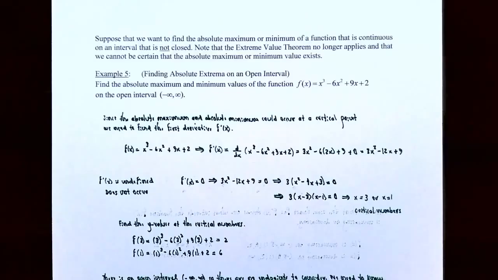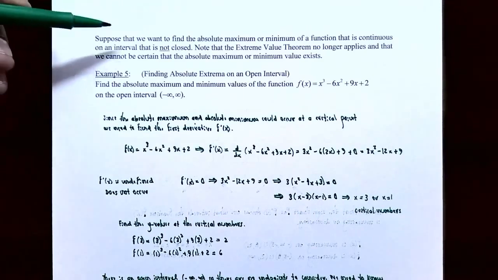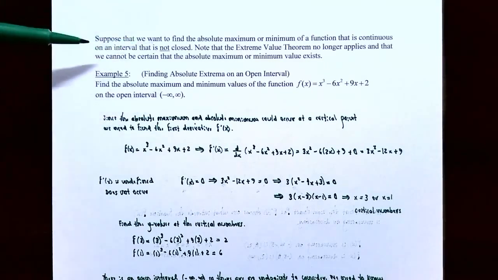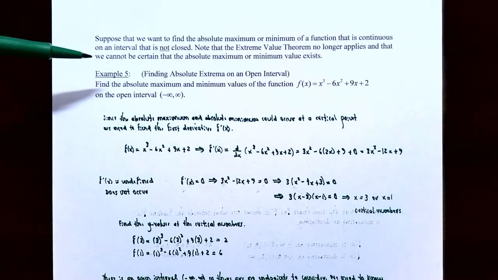So in the previous example, we talked about how to find the absolute maximum and absolute minimum on a closed interval. Suppose that we want to find the absolute maximum or an absolute minimum of a function that is continuous on an interval that is not closed. So you could have a half open or half closed interval or even an open interval.